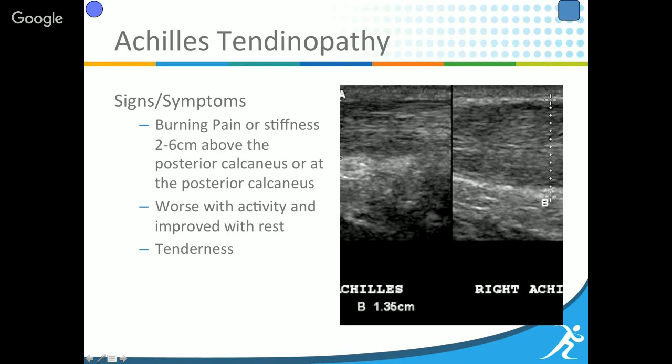Now, you guys see my arrow, right? So on the left, this is a normal Achilles tendon here. What you see here is you have a nice fibrillar pattern with nice homogeneity of the echo signals. And then over on the right, thickened tendon, mixed echogenic activity right here, all right?